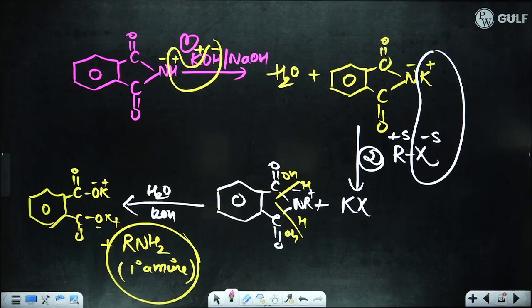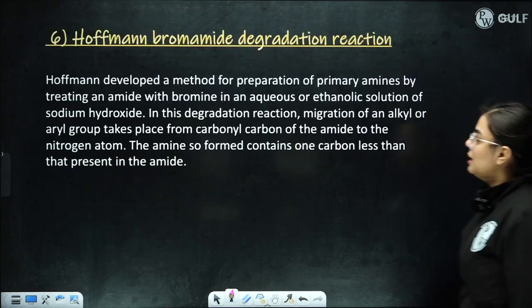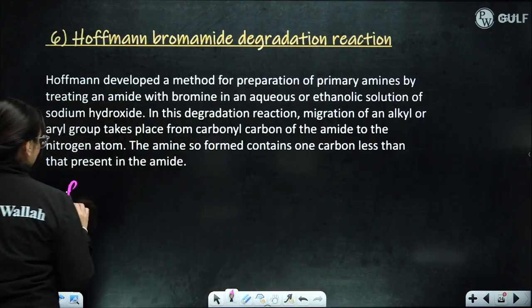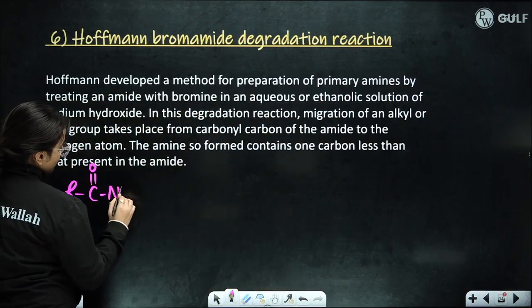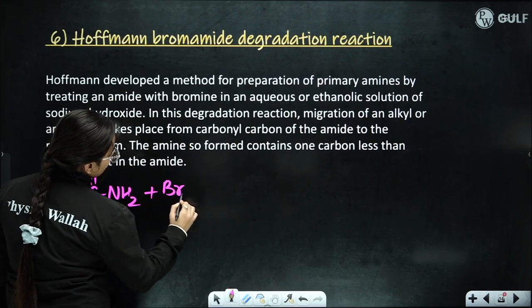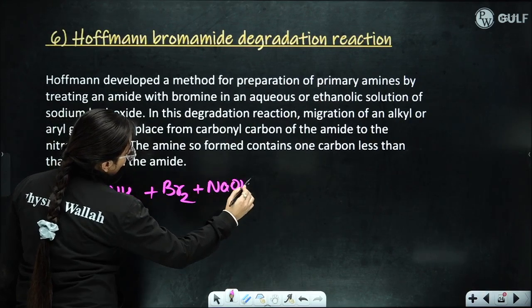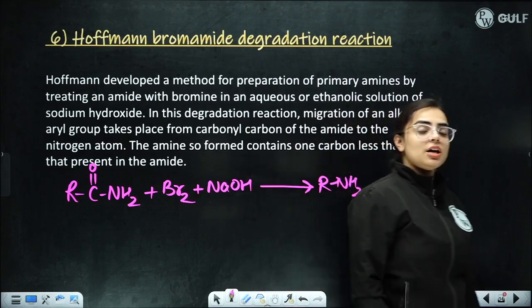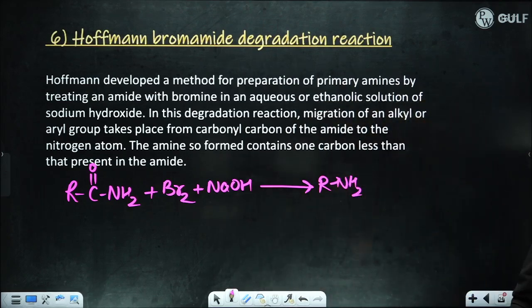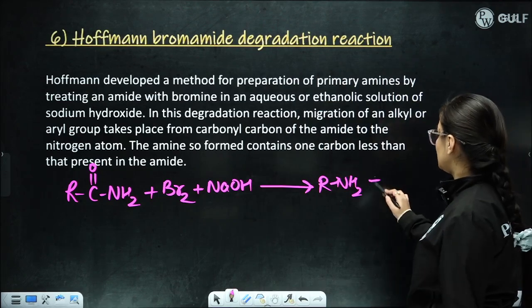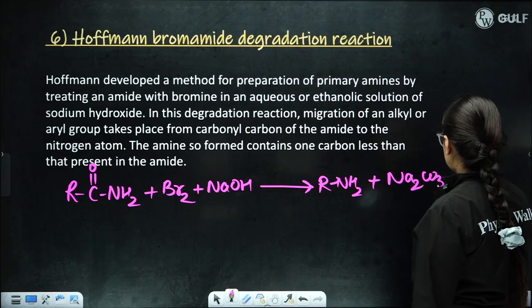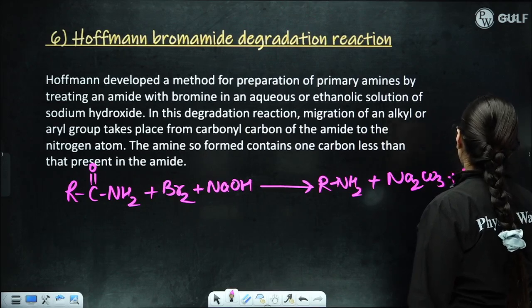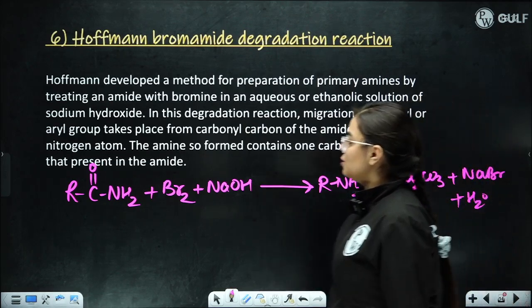Let me show you the next important reaction with regard to your chapter, that is Hoffmann bromamide reaction. Coming to Hoffmann bromamide reaction, here you have to take amide, that is RC double bond O NH2. You have to react it with Br2 and NaOH. Now it's very simple, beta. You are going to get RNH2. And the rest of the byproducts, if you want to remember, you can remember: it is Na2CO3, NaBr, and water is liberated. I hope so. This is fine.